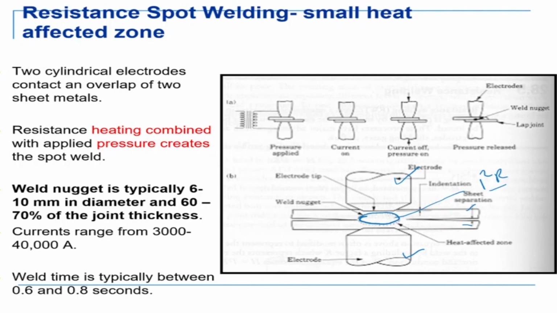Now the weld nugget is typically 6 mm or 10 mm in diameter, and the current range is very high. Current passed is 3,000 to 40,000 amperes, and the welding time is as short as 0.5 seconds. So you can imagine that in less than a second it does a weld.